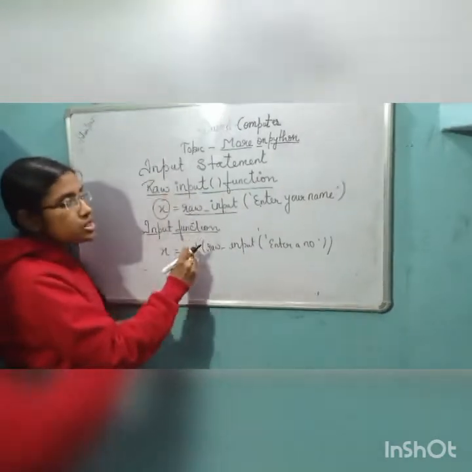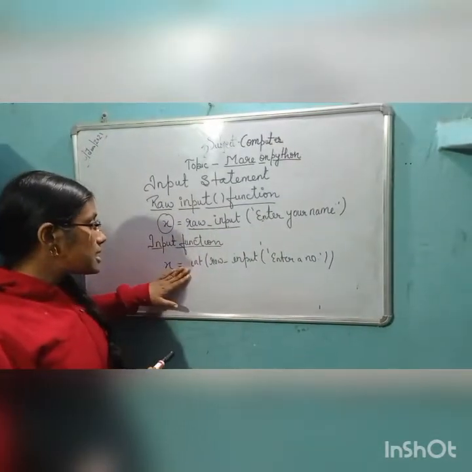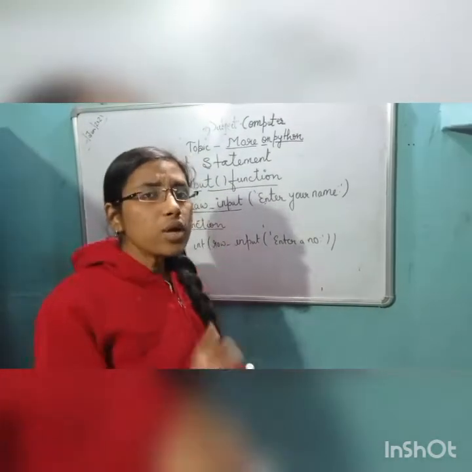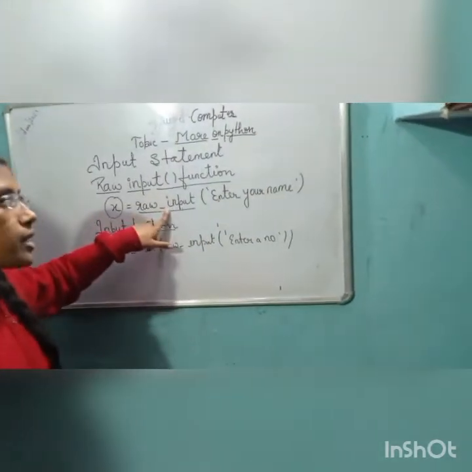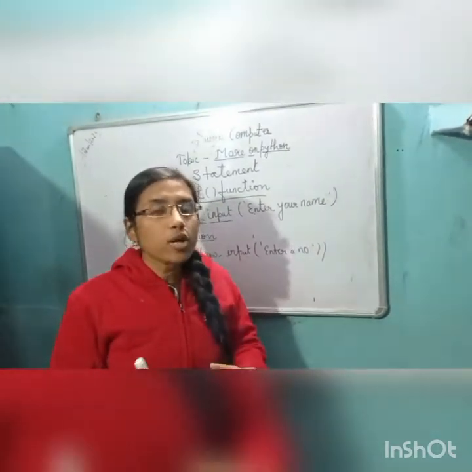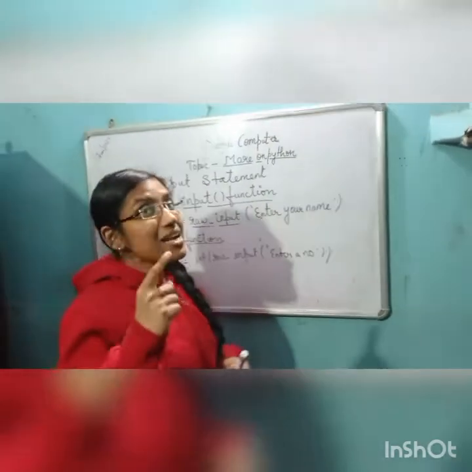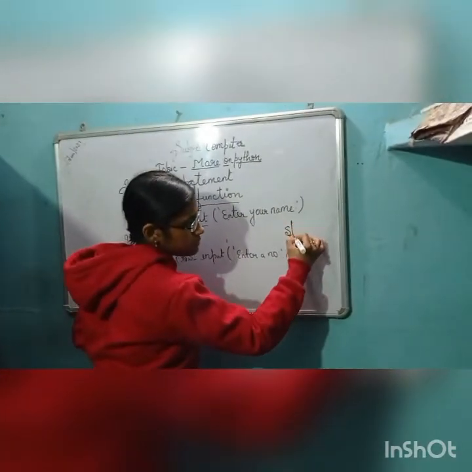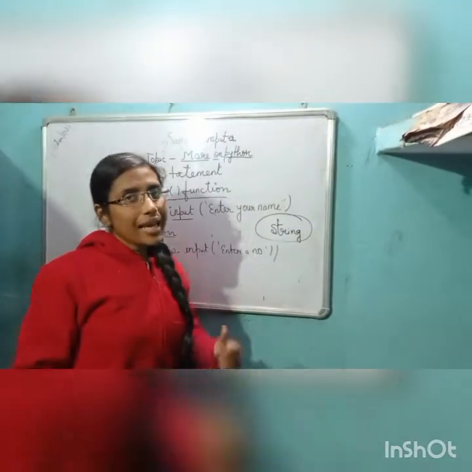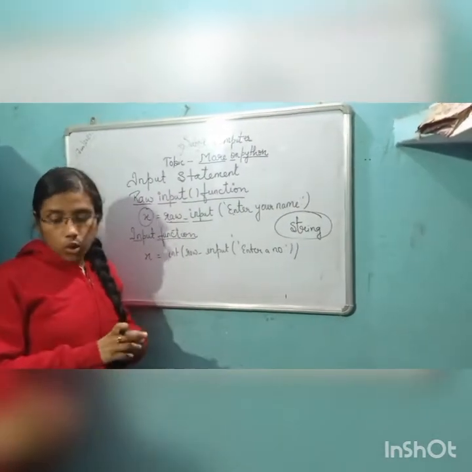Raw input is used when we want a string value from the user. And the normal input function is used when we want a numeric value from the user. Now you can ask me, if we use raw input and ask the user to enter a numeric value, what will happen? Of course, you can do it. But the Python interpreter will understand that numeric value as a string. You will not be able to perform any arithmetic operation on that number. Let me show you with an example.